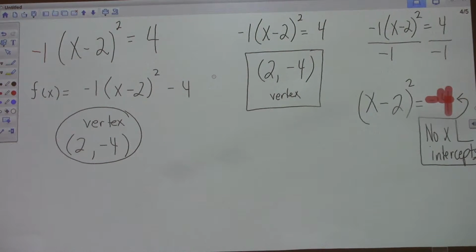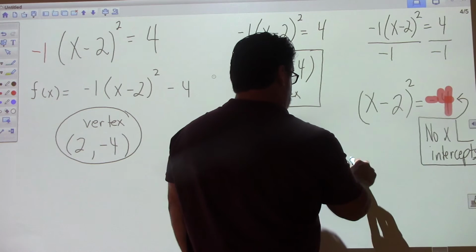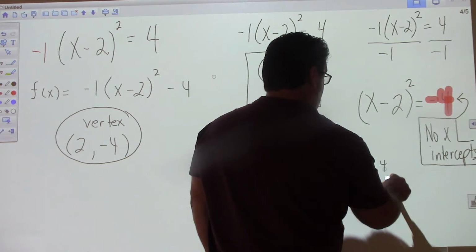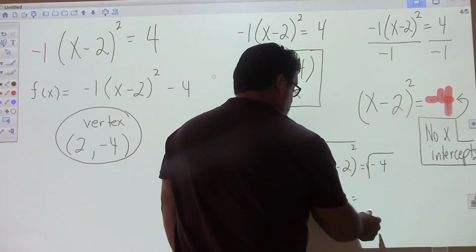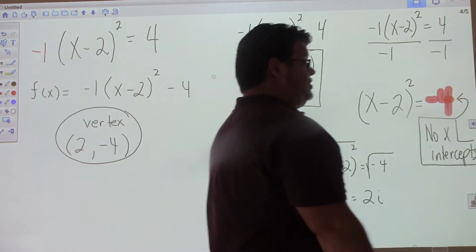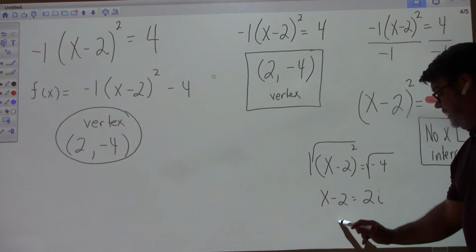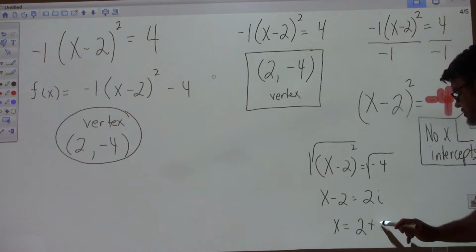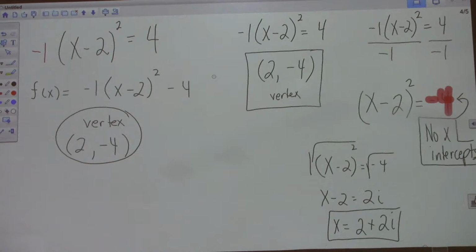But some teachers want you to keep going by using i. So we're going to do that. X minus 2, quantity squared, is equal to negative 4. Take the square root of both sides. X minus 2 is equal to 2i. And you should know about i. The square root of negative 1 is equal to i. So I just wrote that as square root of negative 1, square root of 4. And the square root of 4 is 2. The square root of negative 1 is i. And x is equal to 2 plus 2i. Actually, it's 2 plus or minus 2i.